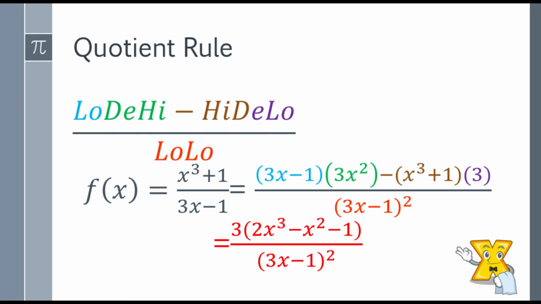So, dahil nalagay na natin, simplify natin. Kahit yung sa taas na lang yung simplify natin. Yung sa baba, as is na lang. So, the answer is 3 times the quantity 2x cubed minus x squared minus 1 over the quantity 3x minus 1 square.